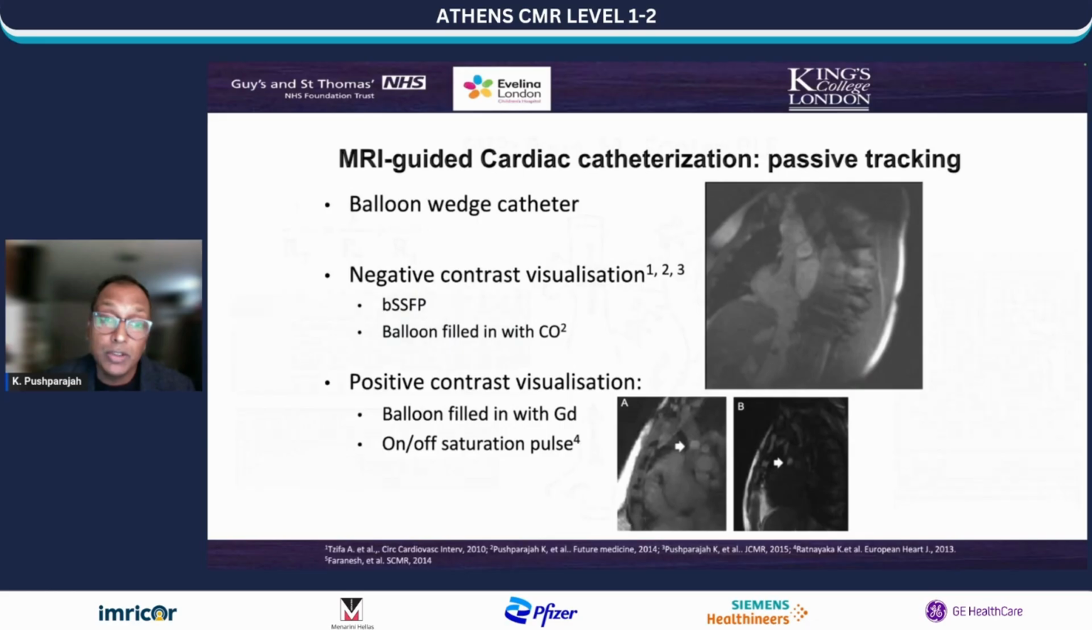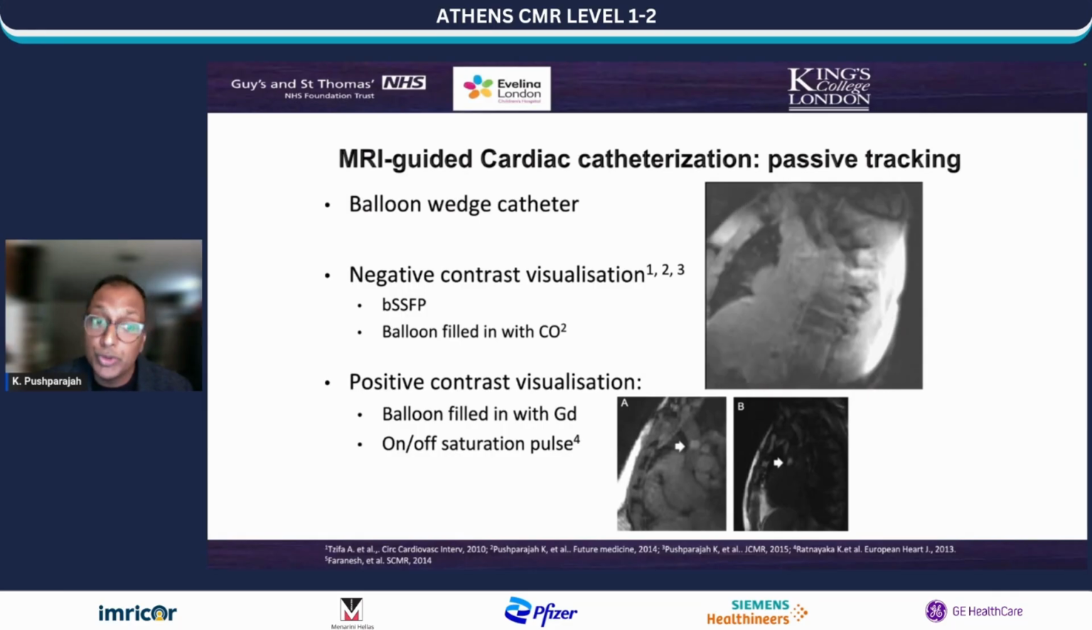We can do this without X-ray, of course, and this has been going on a long time, and a lot of labs are using this in a clinical setting. You can see there's a very dark round circle there with the CO2 filled balloon, which allows you to put a balloon wedge catheter either through the SVC or IVC, depending on your approach, and with this negative contrast visualization, guide your catheter placement into the pulmonary artery.